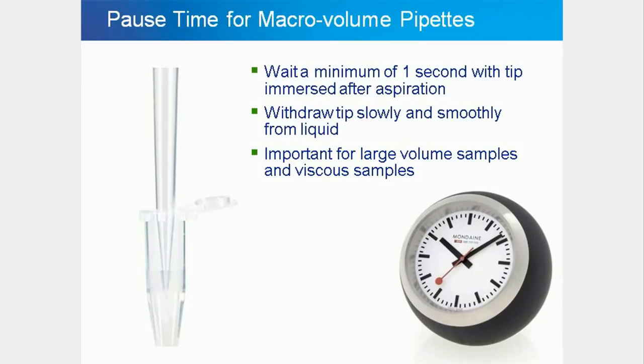Sometimes you can see an air gap at the bottom of the tip orifice or opening with macro volume pipettes. This air gap could be caused by several factors. Reason 1, the tip may have been inserted into the liquid from an angle more than 20 degrees to the vertical. Reason 2, the user failed to pause for at least 1 second after aspirating before the tip is removed from the liquid. Each of these factors will affect the accuracy of the sample delivered.